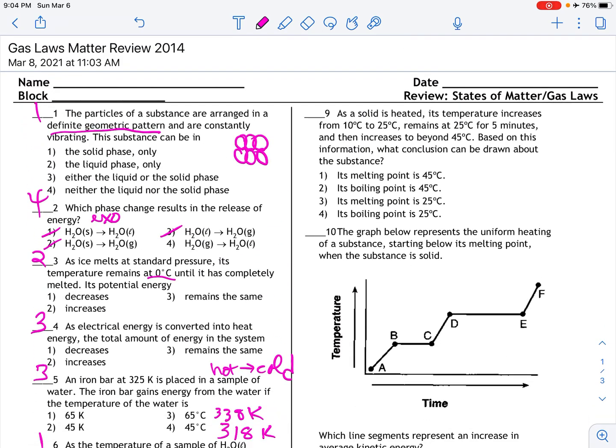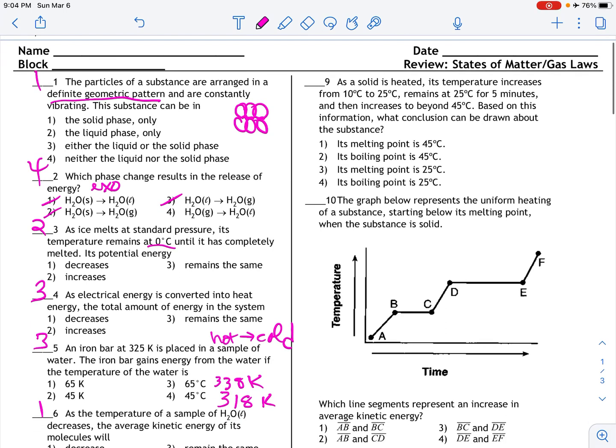As a solid is heated, its temperature increases from 10 to 25 degrees Celsius, remains 25 Celsius for 5 minutes, and then increases beyond 45 degrees Celsius. What can be drawn upon the sample? So I'm actually going to look at number 10 on the graph. So as a solid is heated, it goes from 10 to 25, remains at 25, and then increases to beyond 45. So since it remains 25, that would be its melting point. Melting point. You could also say it's freezing point, except for it's going from solid to liquid, but that is melting. So number 9 is choice 3.